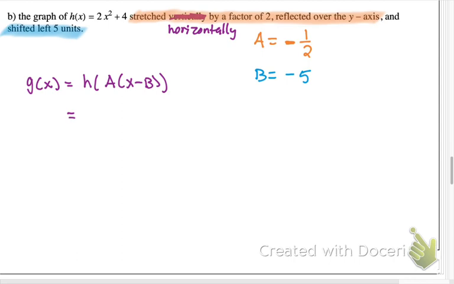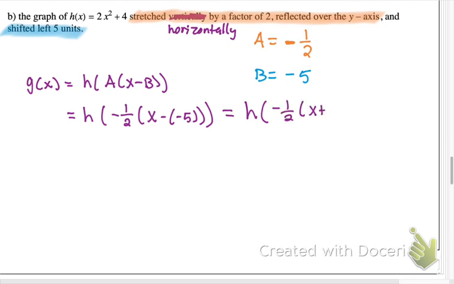Okay, so g of x, we leave the h on the outside alone. We plop in the negative 1/2 for a. And then we're doing x minus b, which is negative 5. Okay, so we're subtracting a negative. So this ends up being h of negative 1/2 times x plus 5. Okay, now what is the function h? h of x is 2x squared plus 4.